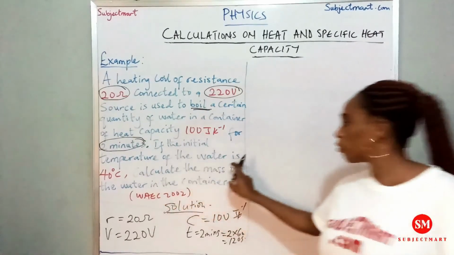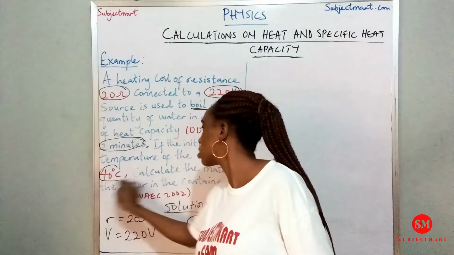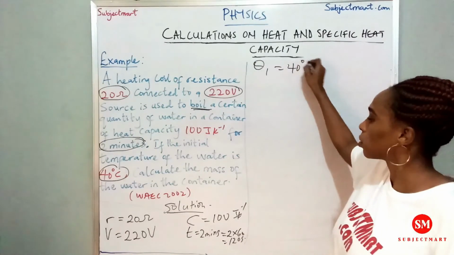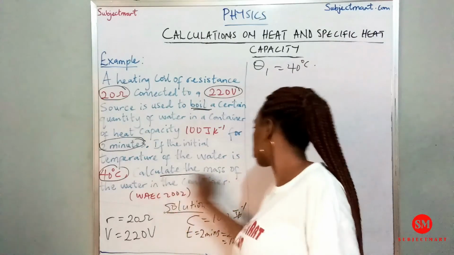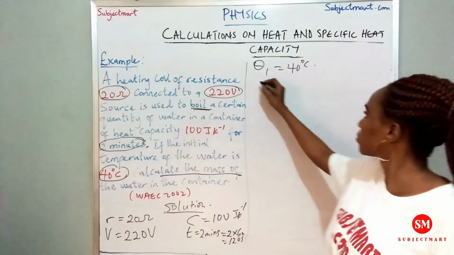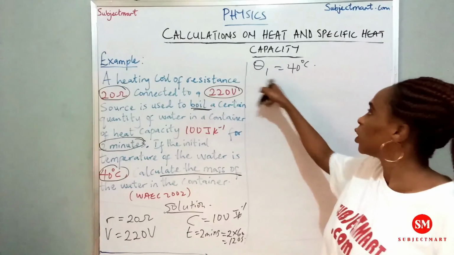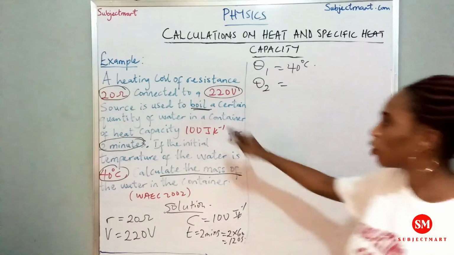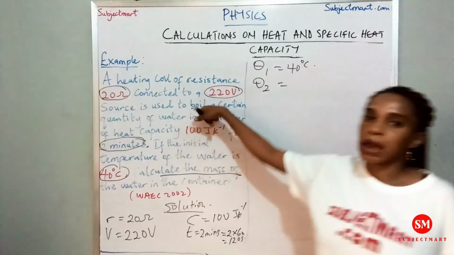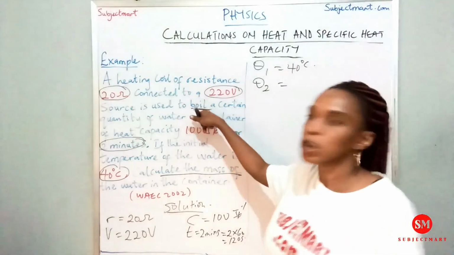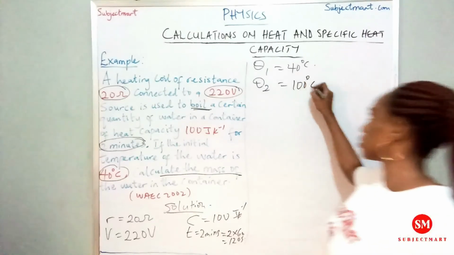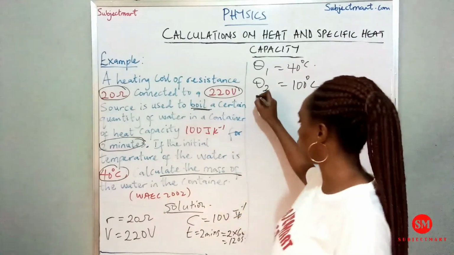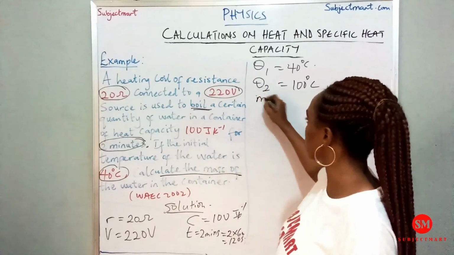If the initial temperature of the water is 40 degrees C, initial temperature, that's theta 1. It said calculate the mass of the water. If the initial temperature is 40, then what is the final temperature? Don't forget, I said we should underline boil. At boiling point, the temperature is 100 degrees C for the water. So we are asked to find the mass.